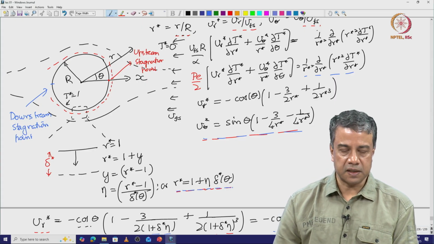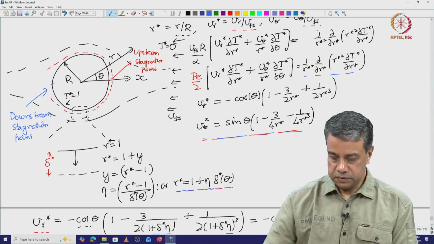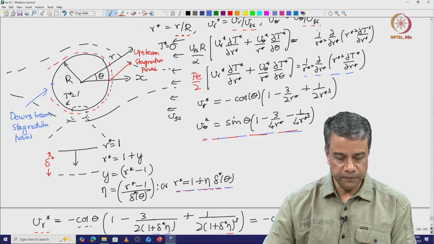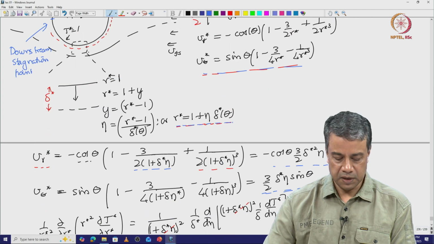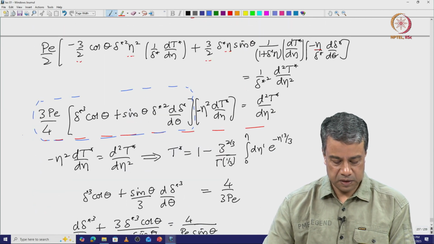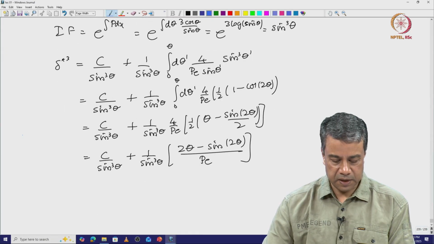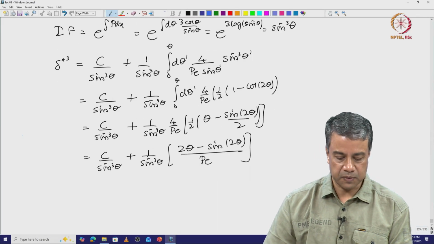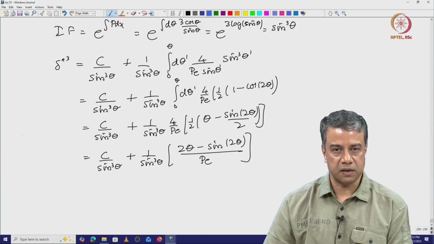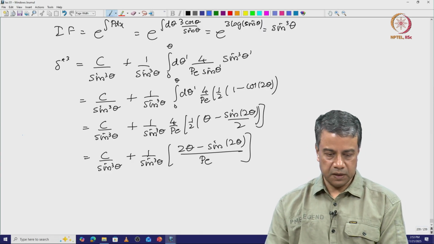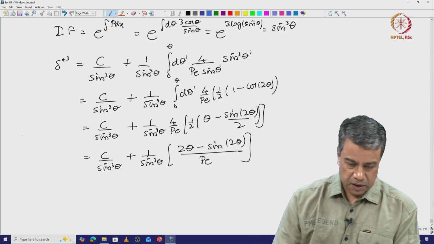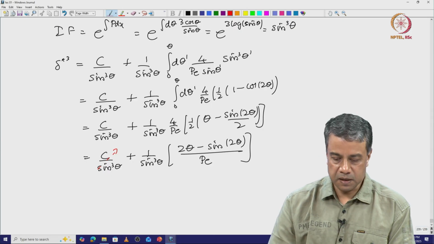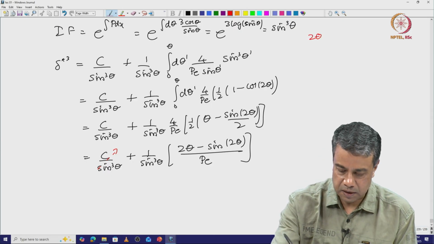At the upstream stagnation point, diffusion is outwards in the radial direction, convection is towards the sphere. Therefore, you would expect the boundary layer thickness to be finite at the upstream stagnation point at theta equal to 0. Therefore, we have to choose the constant in such a way that the boundary layer thickness is finite at the upstream stagnation point where the flow is incident on the sphere. Therefore, we have to choose the constant c equal to 0. The second term is 2 theta minus sin 2 theta.